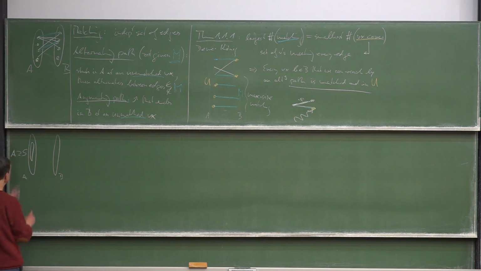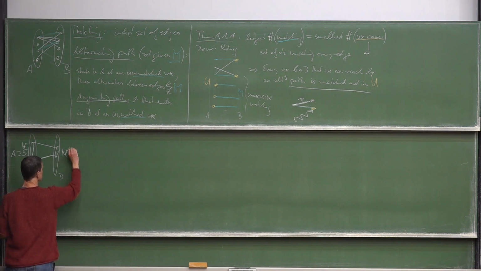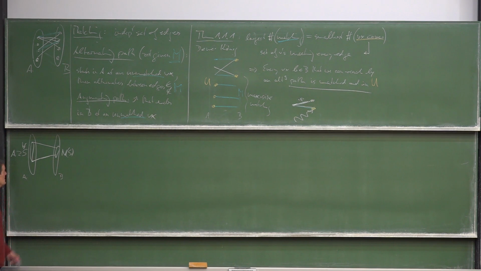So if we have a subset S of A, and then we look at the entire set of neighbors of S in B, and that set is smaller than S, if there are fewer neighbors than elements of S, then obviously we can't even match S to anywhere in B, because these are all the vertices available as matches for vertices in S. So that can't happen.